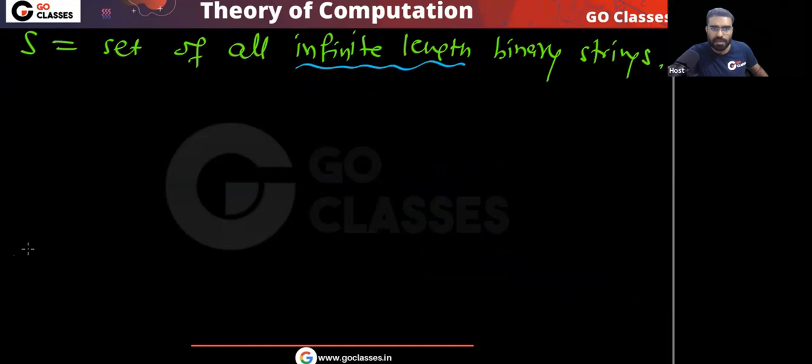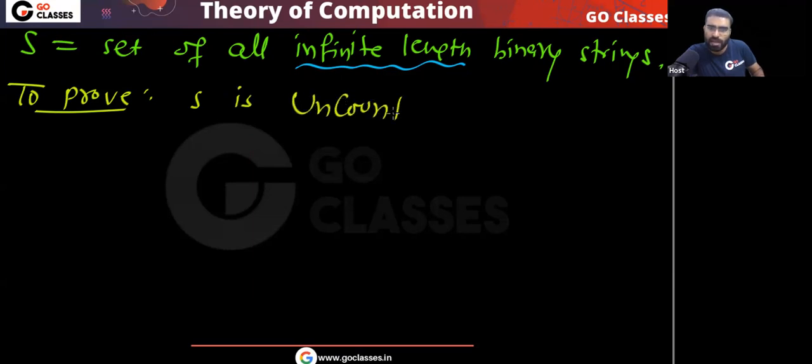Remember, in this set, do we have this string? No, we don't have this string, because this is the set of all infinite length binary strings. Is this clear? So this is your set. Now, what to do now? We want to prove that S is uncountable. How will you prove it?